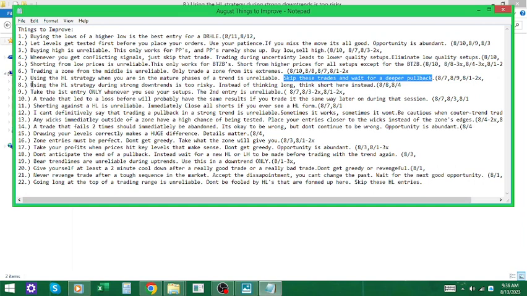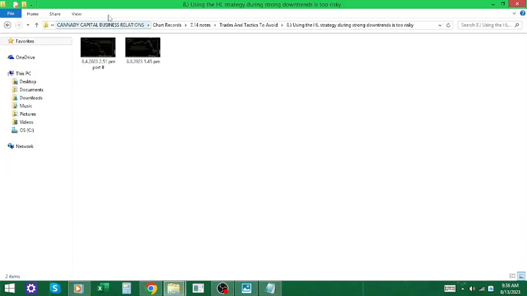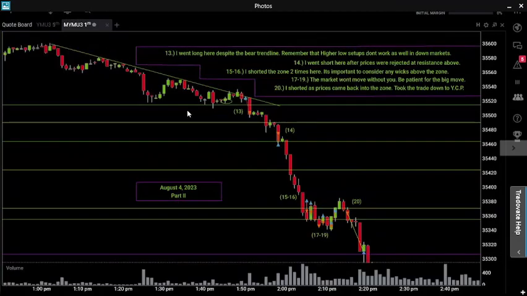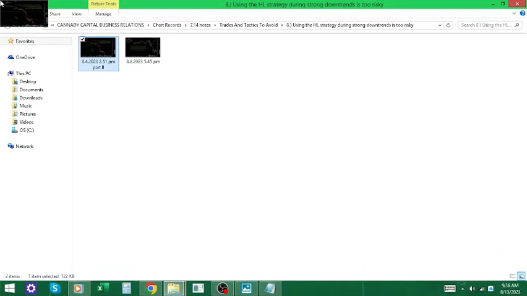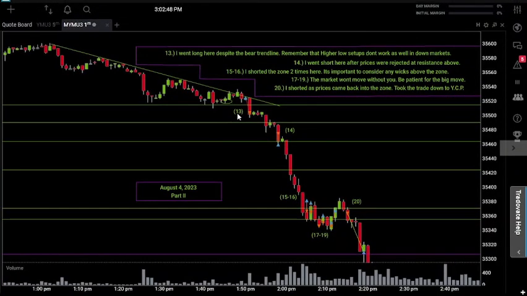Using the higher low strategy during strong downtrends is too risky. Instead of thinking long, think short here instead. So let's talk about that. It's too risky. Now, that goes back to the previous rule where I said, yeah, you might like that higher low setup, but you have to use the higher low strategy in the right types of markets. When you're in a strong downtrend, that higher low setup is going to pop up because people have to take profits, and eventually there will be a higher low that gets created. But you have a choice and you have an option. You have to really decide whether or not that higher low is worth taking.